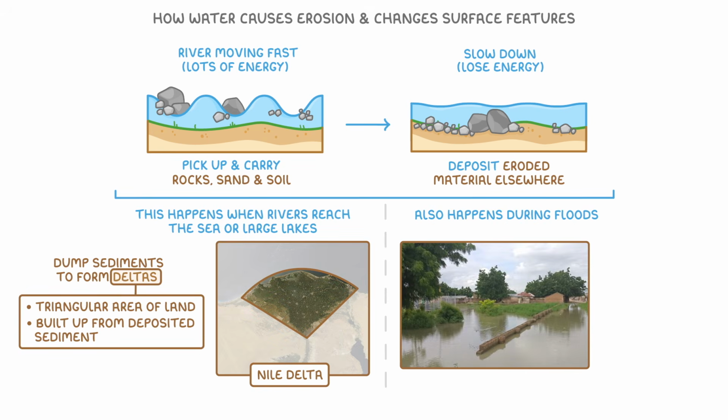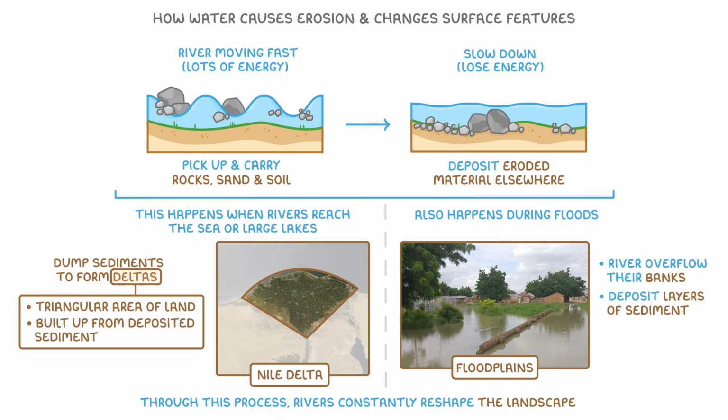This process also happens during floods though, when rivers overflow their banks and deposit layers of sediment across flat areas called floodplains. Through this process, rivers constantly reshape the landscape by picking up material from one place through erosion and dropping it off somewhere else.